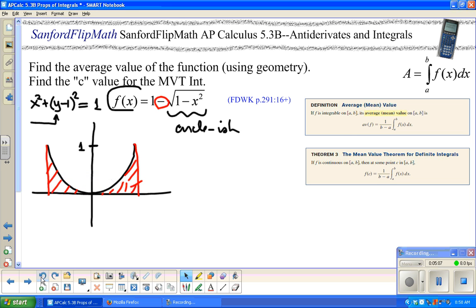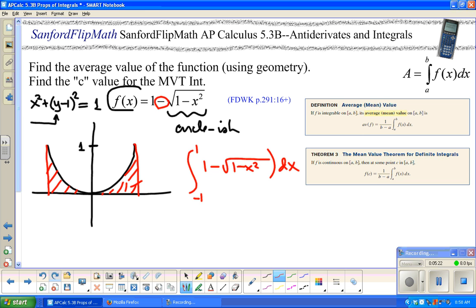Okay, all right, so I'm going to get rid of that. Put that back. So we're going to do the average value. We're going to do the integral from -1 to 1 of this thing, dx. And to make it an average value, we're going to divide by the width of that interval.